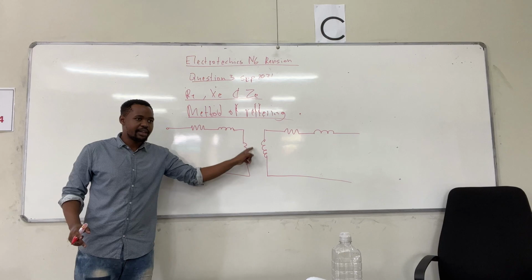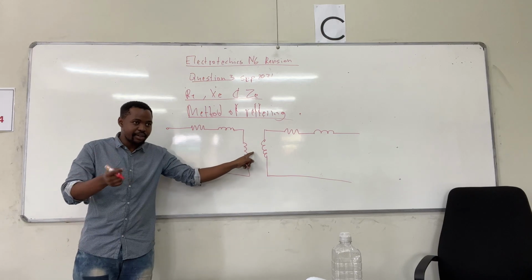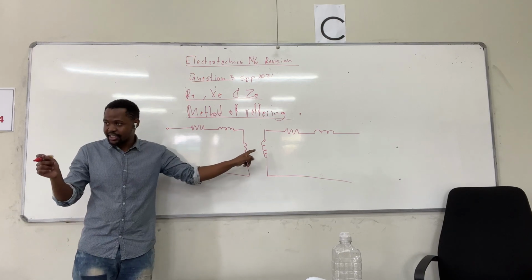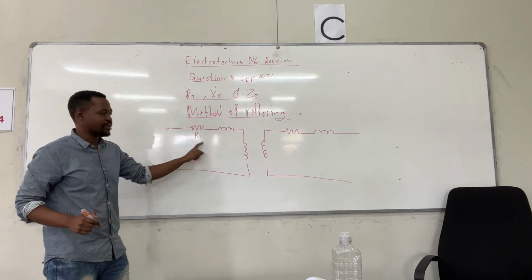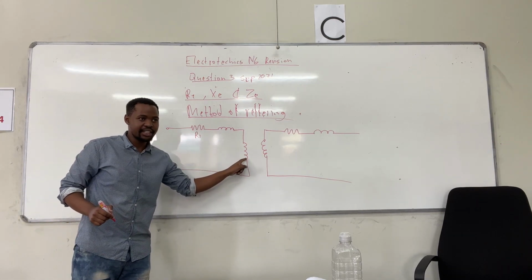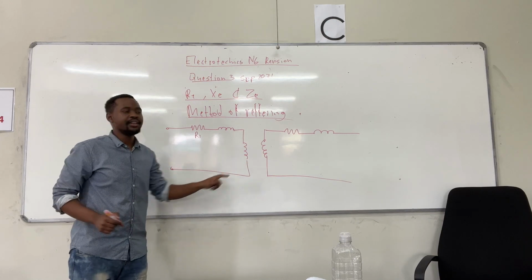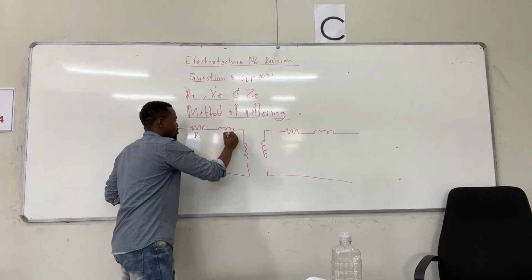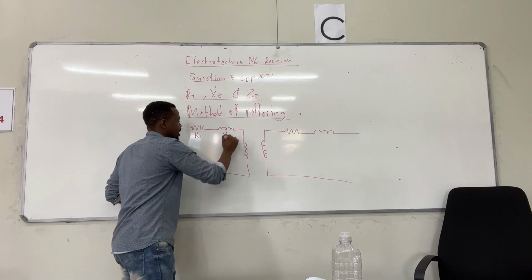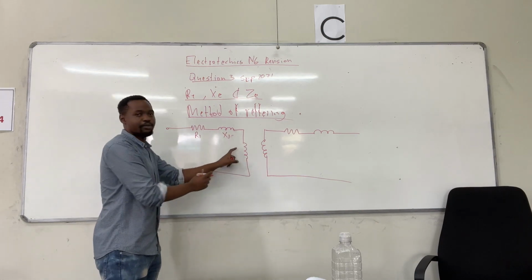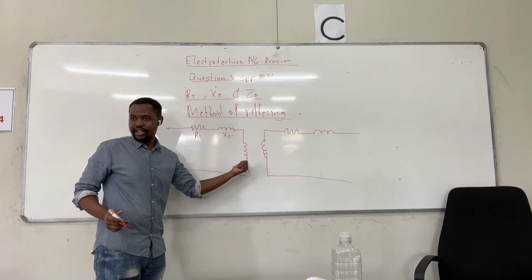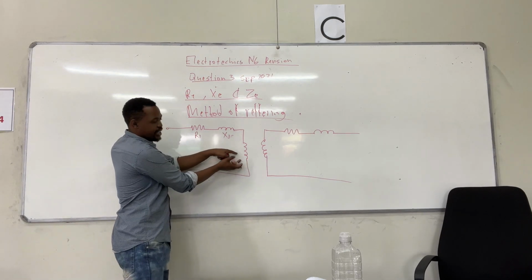This winding is made up of wire, and wire has resistance. This resistance R1 represents the resistance of this winding. Then this represents the reactance, or inductive reactance, of this winding. We don't draw them here.